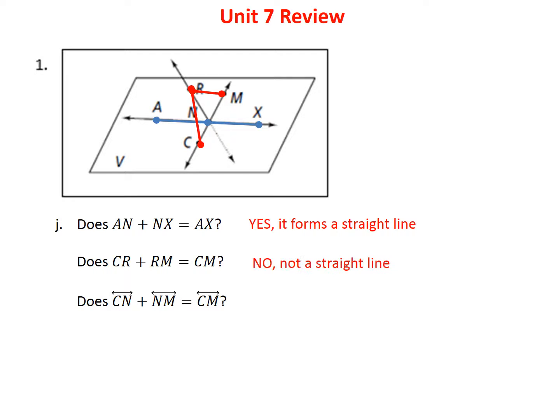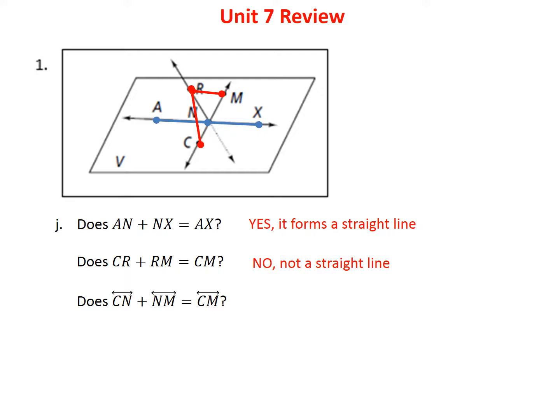So because they don't form a straight line, we can say no, they don't add up to CM, because CM is actually shorter than those two. They form a triangle. The last one's kind of tricky because you notice the terminology change. Instead of asking what's the measure of the segment, which is when you ask that, you don't put a symbol above it.